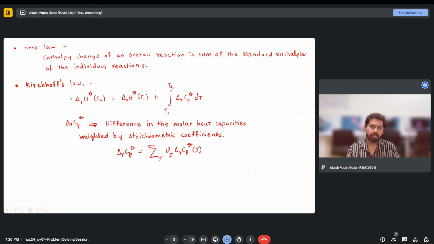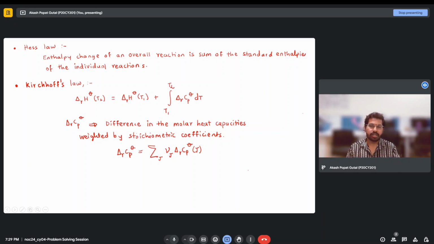Whatever the standard enthalpy change at temperature T2 that you need to calculate, you can get it by adding the standard enthalpy change at temperature T1 plus the integration of ΔrCp standard, the specific heat, times dT, integrated from T1 to T2. T1 may be lower or higher, depending.